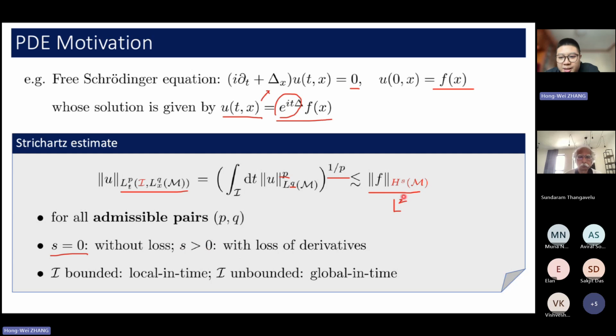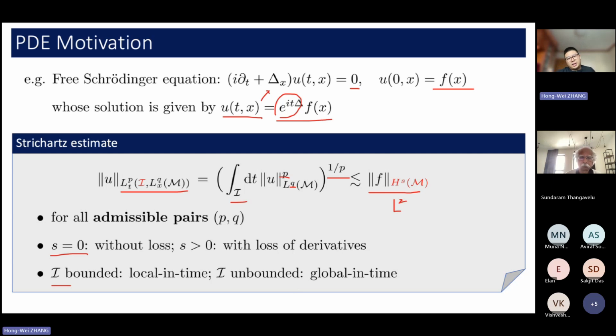If s is greater than 0, we have a Sobolev space with s strictly greater than 0. We say that the Strichartz estimates hold, but with loss of derivatives. The last notation is the definition of the time interval: if it's bounded, we say that the Strichartz estimates hold local in time. Otherwise, we say that it's global in time.